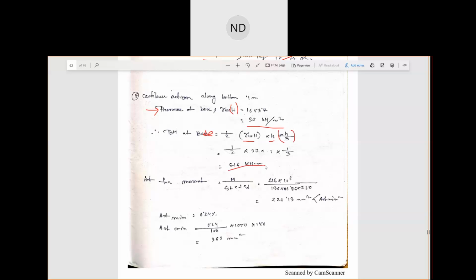Now the area of steel for moment is given by M by sigma st into j into d. M is 6.16, the moment at the base. We have already calculated sigma st, j and d. So this is our area of steel for moment.